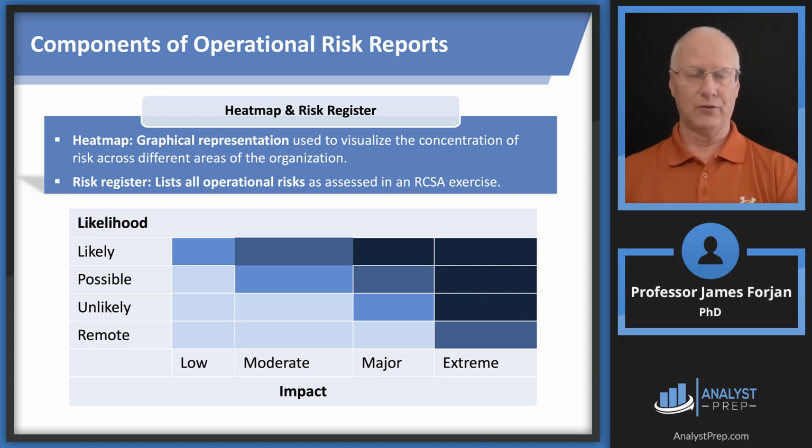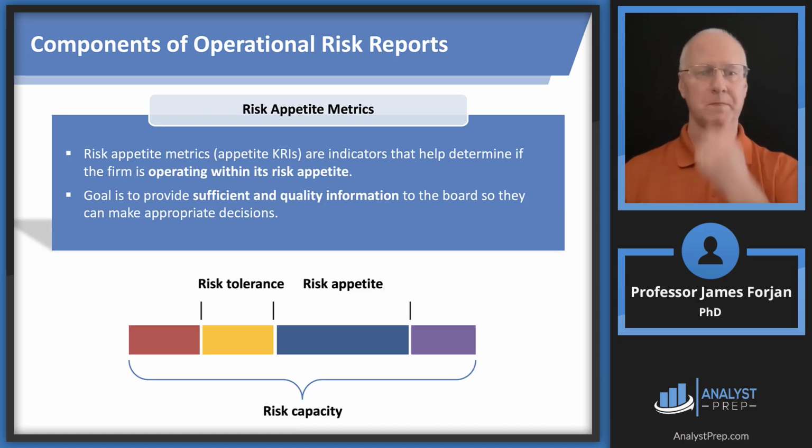Well, of course, we're going back to our three general types of risks. We can do a heat map for market risk. We can do a heat map for credit risk. And of course, here's the heat map for operational risk.